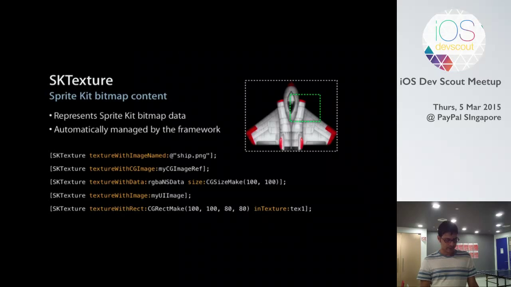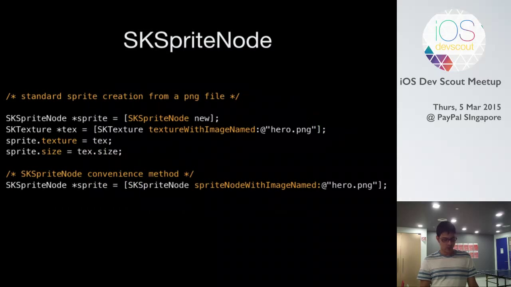With texture, you have some helper methods. One of the important ones is texture with image, where you can specify the image name to directly create a texture with that particular image name. And in order to create an SKSpriteNode, you need to first create a sprite node, then create a texture, then set the size of the sprite, and set the texture for that sprite. But this is so common that you also have a convenience method, sprite node with image named, and you just give the name of the image and it will create a sprite node for you. And you basically add that node to your scene in order to make it appear on your scene.